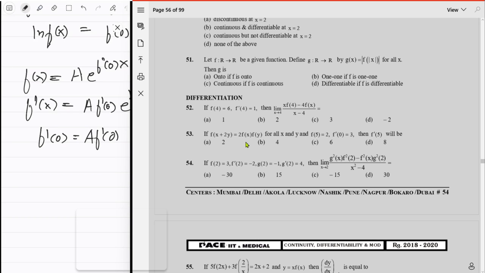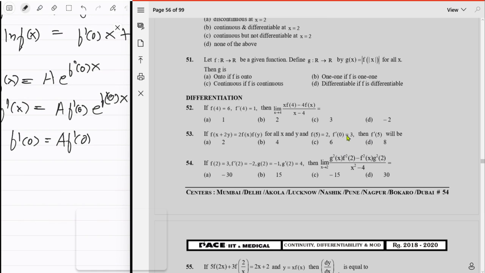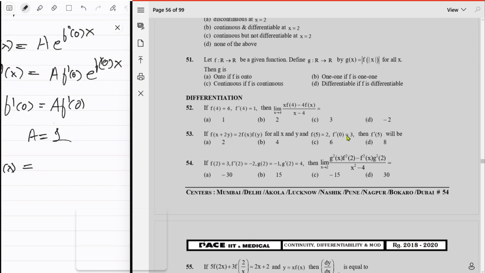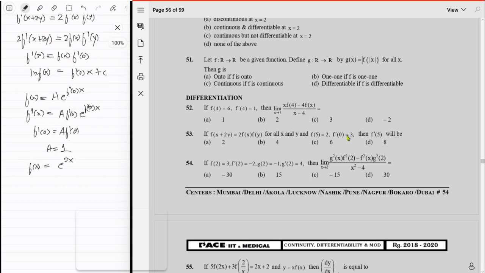So the constant a will be 0 or 1 upon 2. So either it's the 0 function or the constant 1 upon 2. But in both cases f dash cannot be... Oh, you already gave me f dash of 0. You should have told me. Okay, a equal to 1, that we know at least. So f of x is equal to e power f dash of 0 times x, which is just e power 3x, because f dash of 0 is given as 3. This is our function.